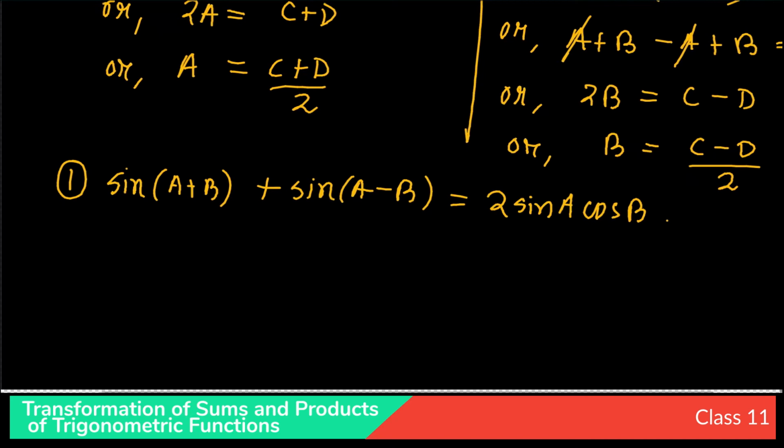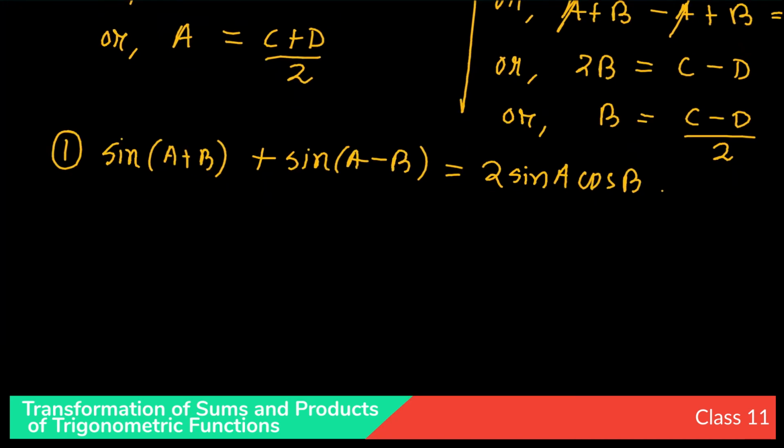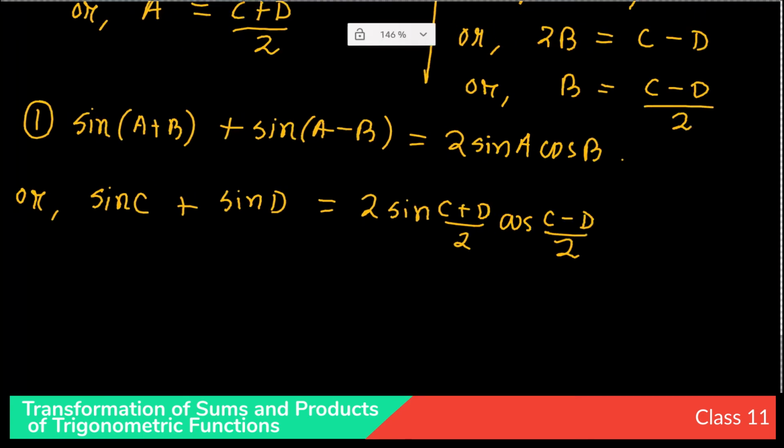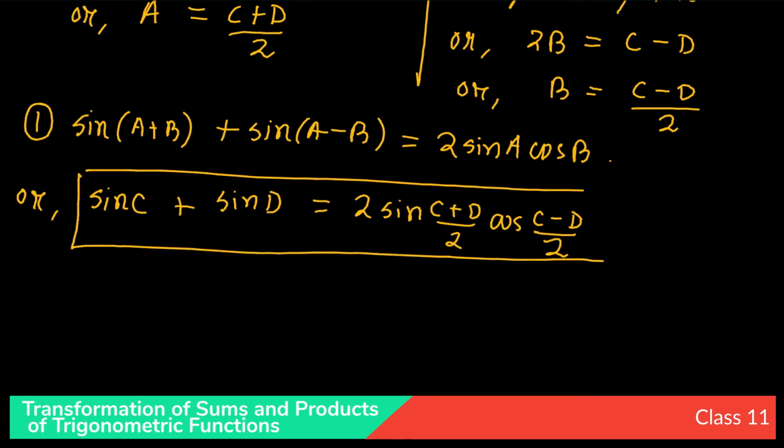Now if we want to replace these values of a plus b, we have considered that a plus b is equal to c, so we can write sine c plus, we have considered a minus b as d, so sine d. Now in place of 2 sine a cos b, in place of a we will write c plus d by 2, and b we will write c minus d by 2. So we have got another important formula: sine c plus sine d is equal to 2 sine c plus d by 2 cos c minus d by 2.